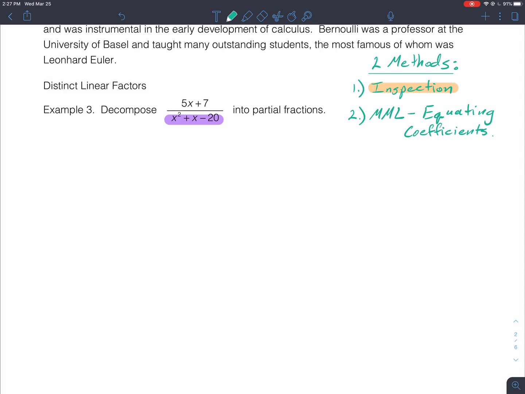All right, so the first thing we have to do is factor the denominator. So we've got our 5x plus 7 broken apart. When it breaks apart, it's going to break apart into x, and notice the factors of 20 are 20 and 1, 10 and 2, 5 and 4. I'm going to use 5 and 4 because if I let the 5 be positive and the 4 be negative, then when I multiply this out, I will get back to x squared plus x minus 20.